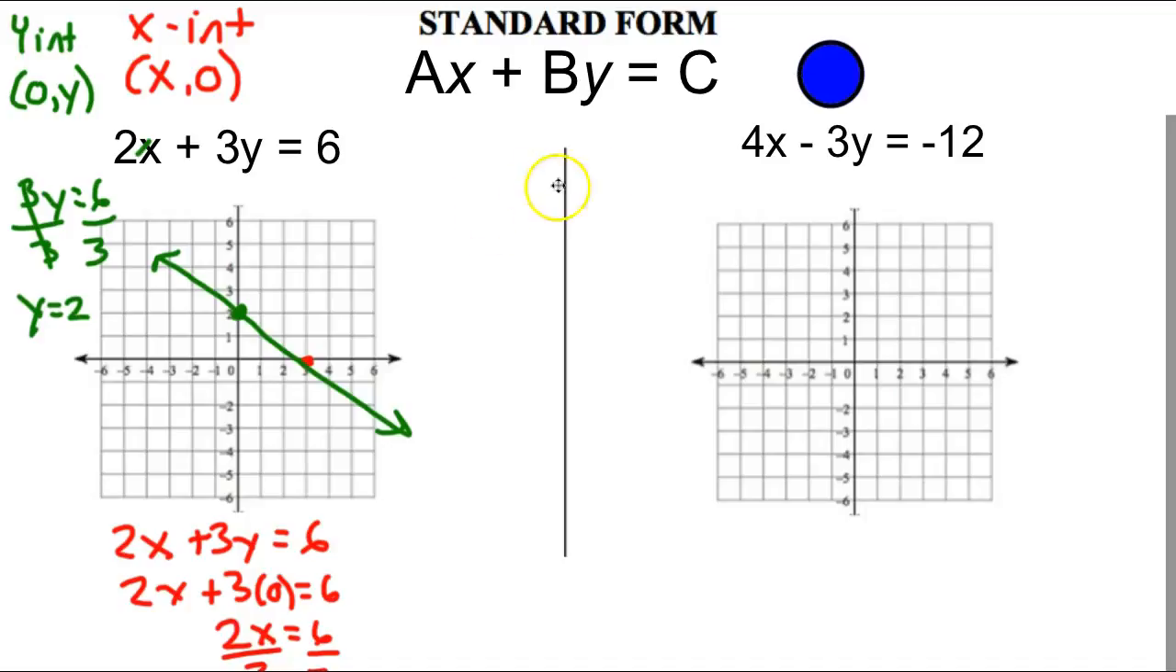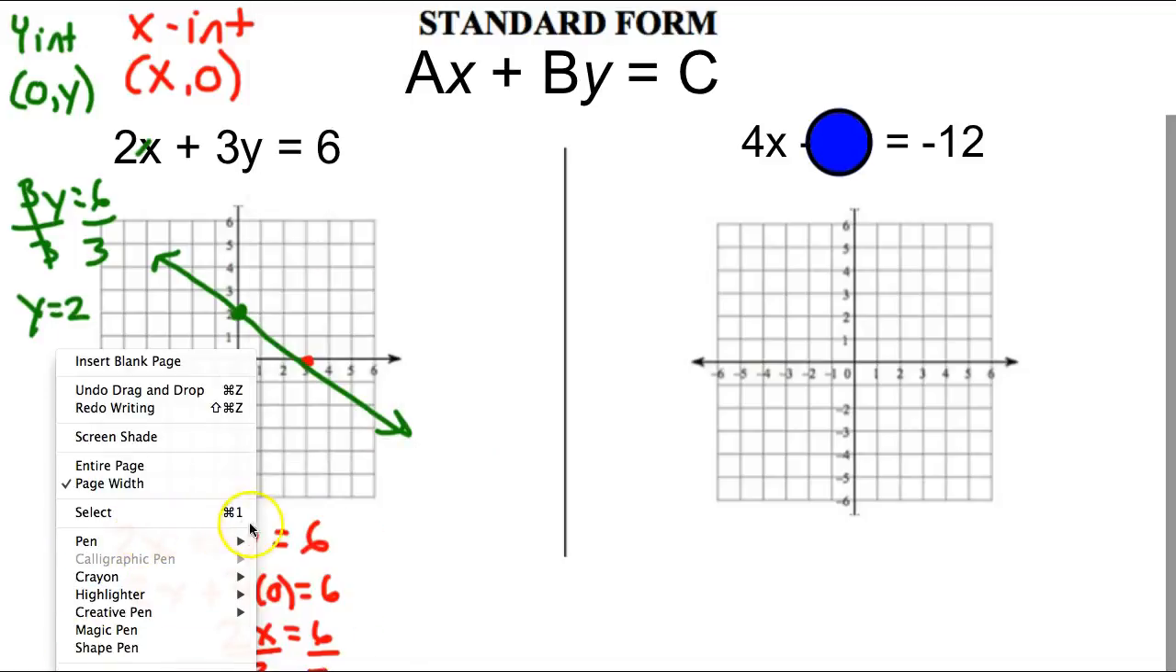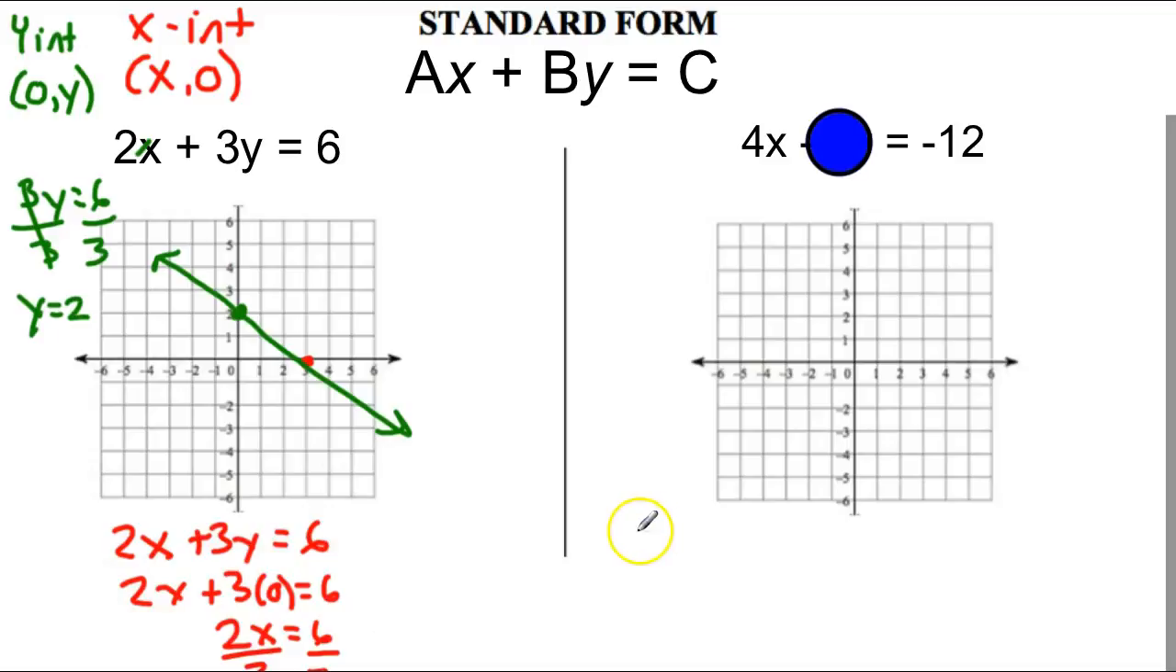So this equation says 4x minus 3y equals 12. If we want to find the x-intercept first, that means y equals 0. So this minus 3y, I know that's going to be 0, so I can just cover it up with this circle. So my equation says 4x equals negative 12. I'll write that over here. 4x equals negative 12. When I solve, I divide by 4, divide by 4. X equals negative 3. Negative 12 divided by 4 is negative 3.